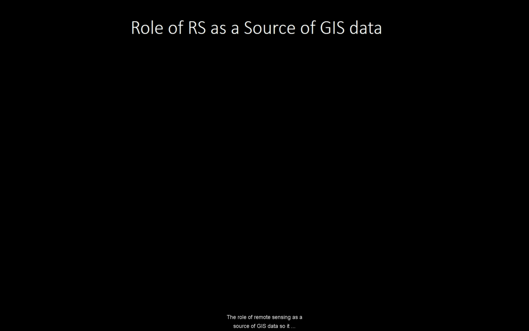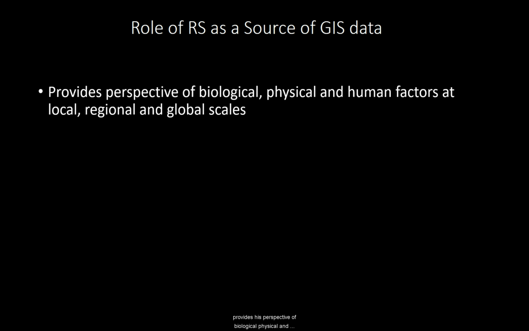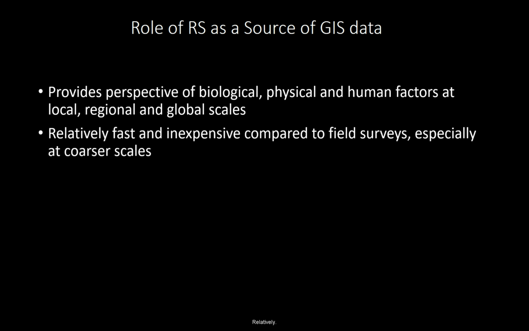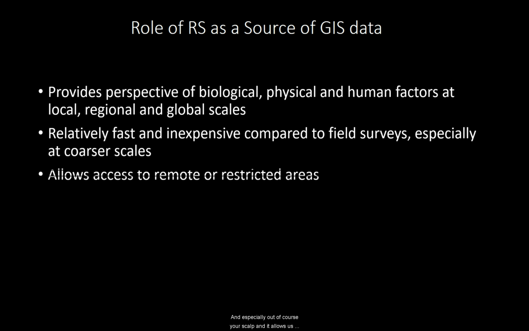So the role of remote sensing as a source of GIS data. It provides us perspective of biological, physical, and human factors at local, regional, and global scales. It's relatively fast and inexpensive compared to sending people out in the field to do field surveys, especially at a coarser scale. And it allows us access to remote or restricted areas.